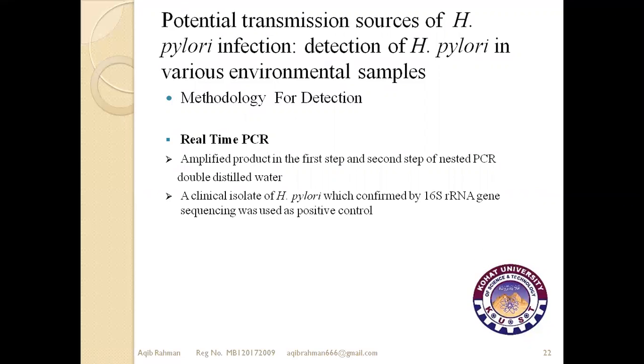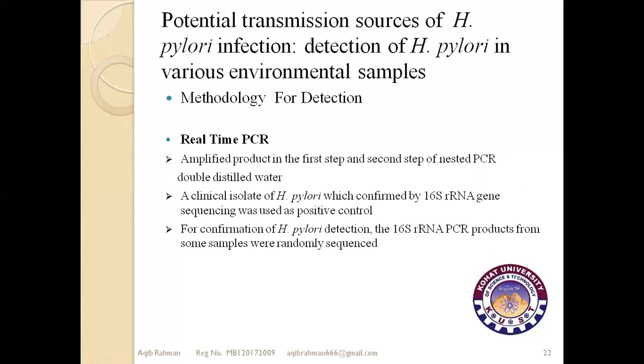A clinical isolate of H. pylori, which was confirmed by 16S rRNA gene sequencing, was used as a positive control. For confirmation of H. pylori detection, the 16S rRNA PCR products from some samples were randomly sequenced for the confirmation of H. pylori detection.